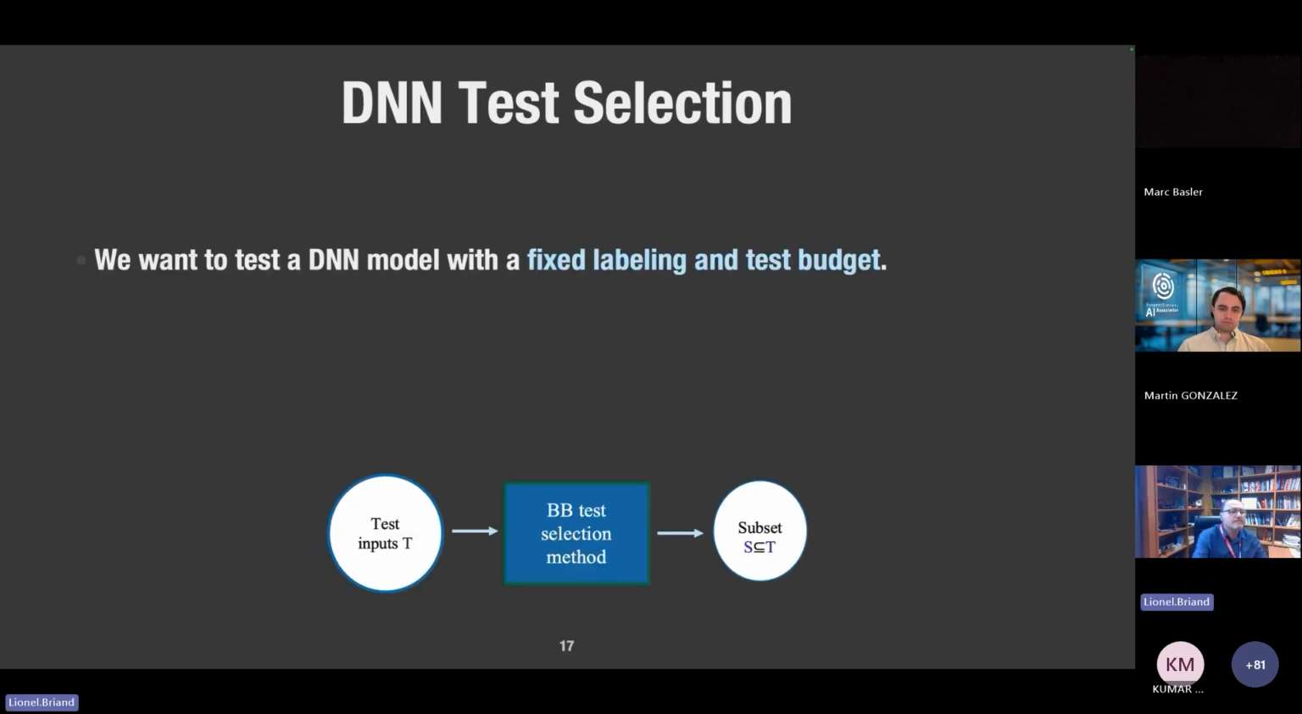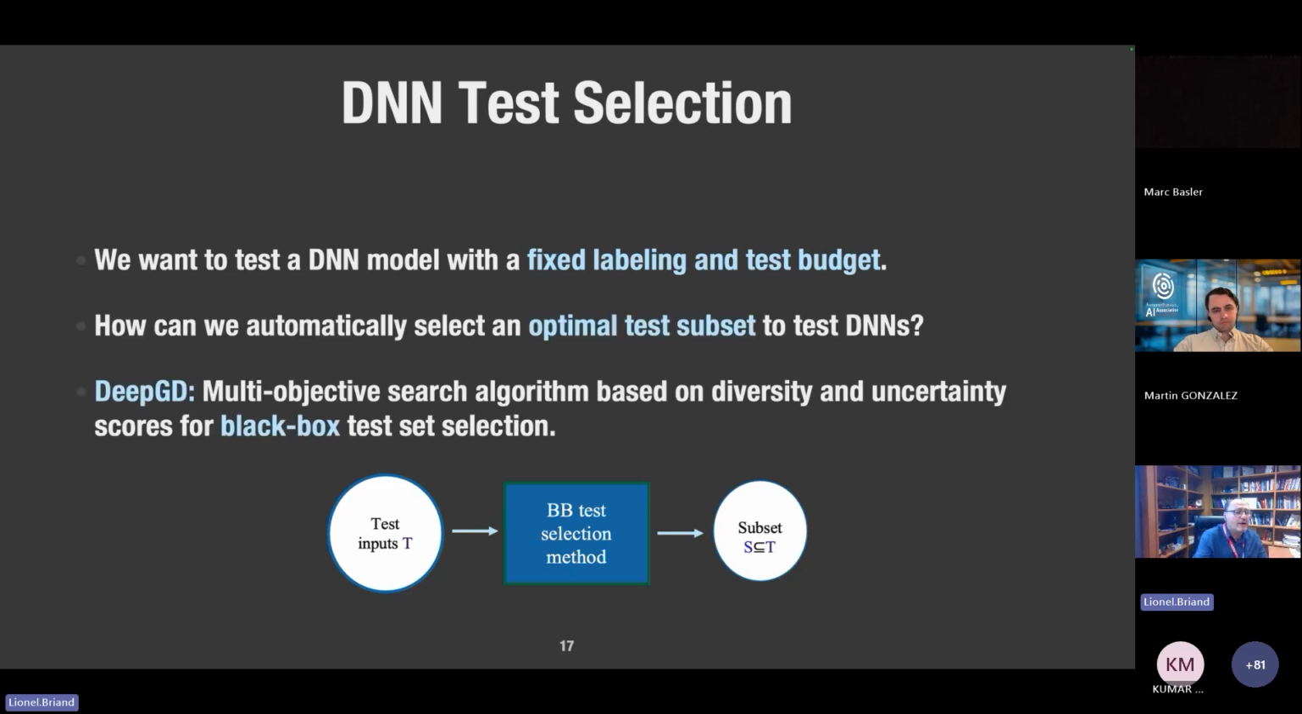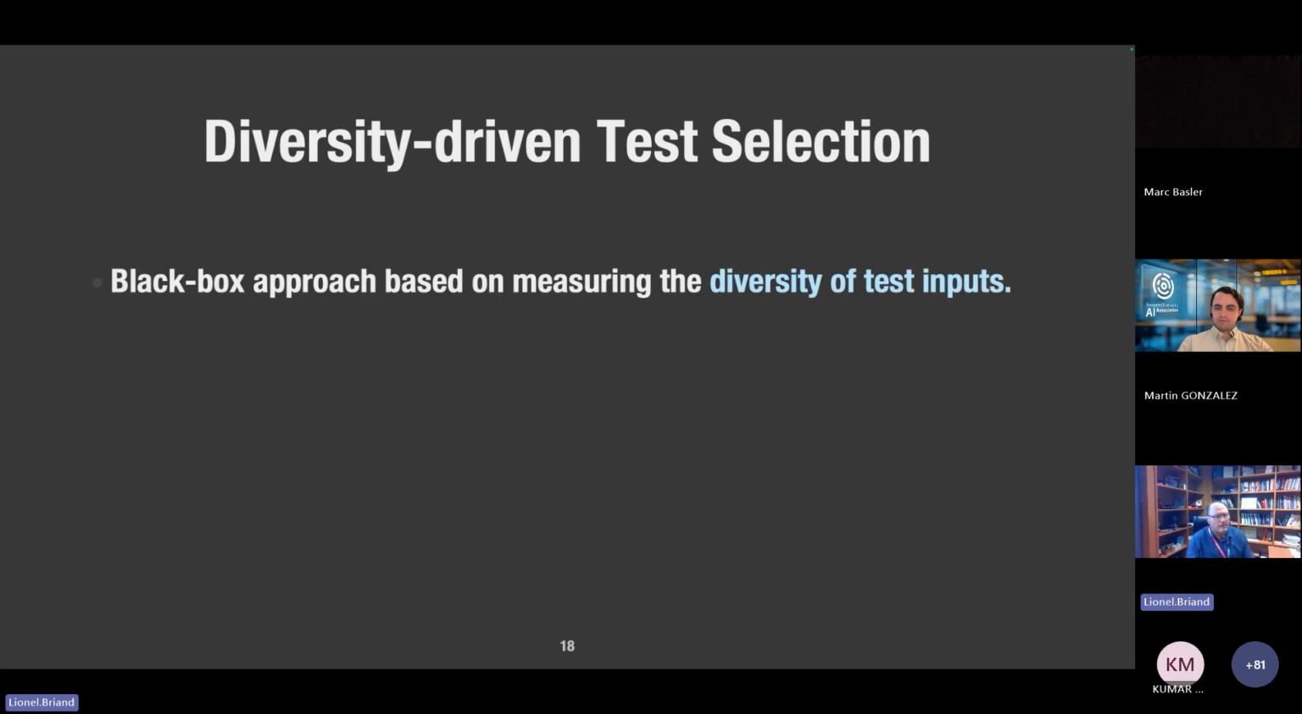And we want basically a technique that allows a test engineer to have a fixed label and test budget and select an optimal set of images for that purpose. And the question is how to do that. So again, relying on evolutionary computing, we use a multi-objective search algorithm, but this time based on objective functions that are based on diversity and uncertainty scores. And I'm going to go into a little bit more detail.